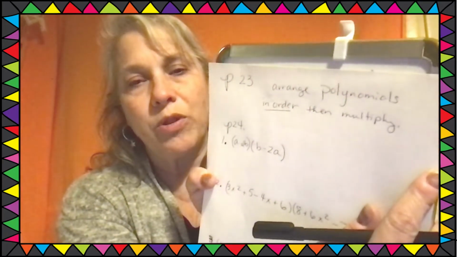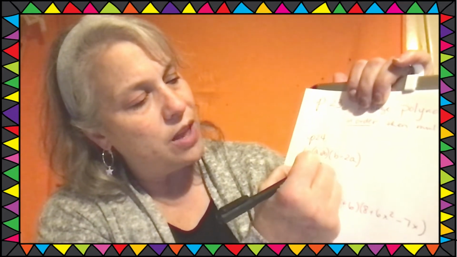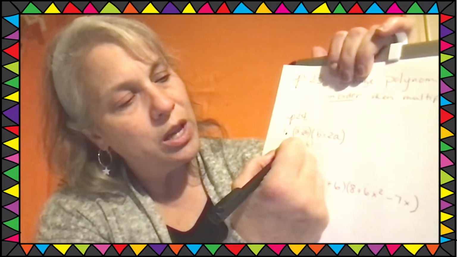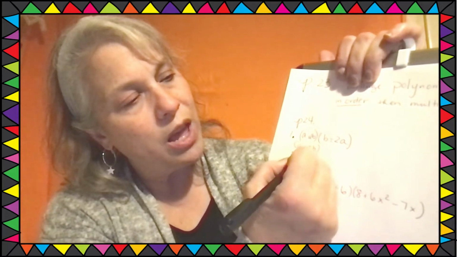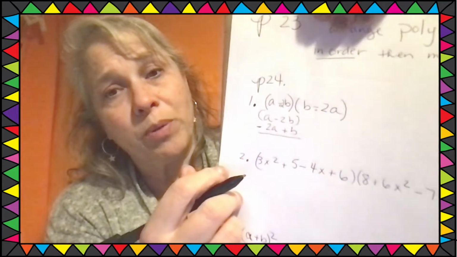The first one, number 1, says a minus 2b times b minus 2a. So we're going to put those in order. We have a and then a b, and then we have a a. We're going to switch it. And if you have a minus sign there, you have to attach it to the following number. So it's negative 2a plus b. All right, and then you can multiply it.